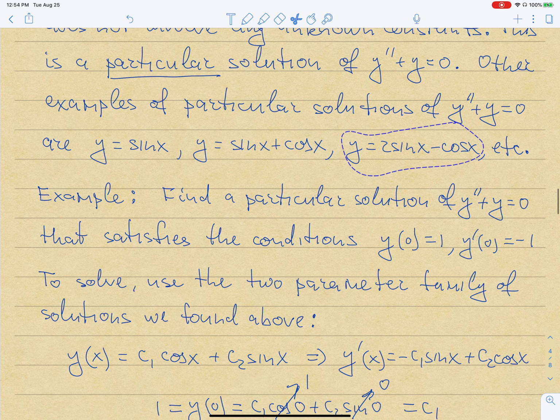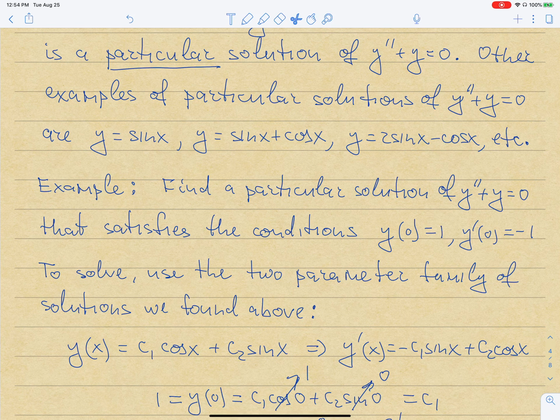I can even do the following problem. Let's say I want to find a particular solution, not just any particular solution of y double prime plus y equal to 0, but I want to specify some additional conditions: that y of 0 is equal to 0 and y prime of 0 is equal to minus 1. So I'm specifying two conditions. I know that my family of solutions contains two unknown constants, so hopefully I will be able to determine the constants based on these conditions. And if I do, then I will find a solution of my ODE which satisfies these two additional conditions.